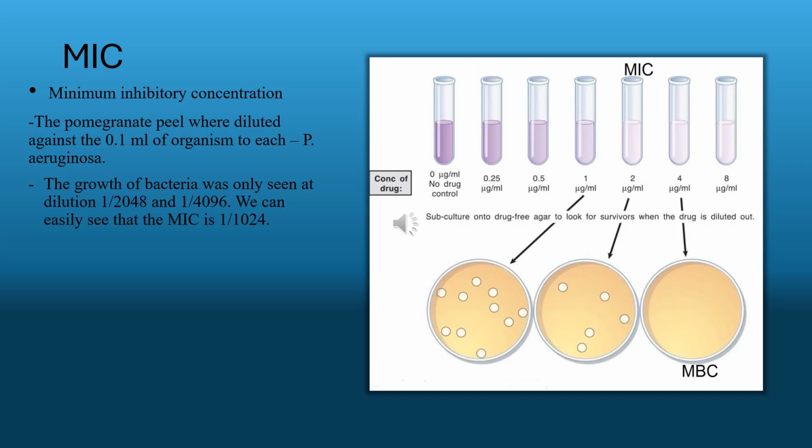The next step in the experiment was performing MIC, minimum inhibitory concentration. It was performed where we used 1 drop of our organism P. aeruginosa inoculated in a TSB broth and our diluted pomegranate peel extract. The growth was seen after 1/1024 dilution at the last two dilutions, so 1/1024 becomes our MIC for the growth of P. aeruginosa against pomegranate peel extracts.